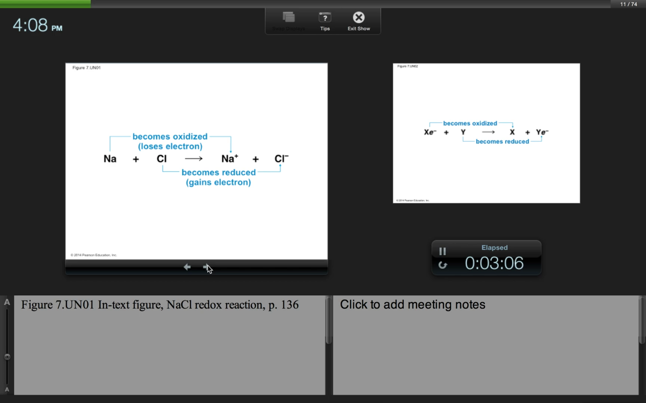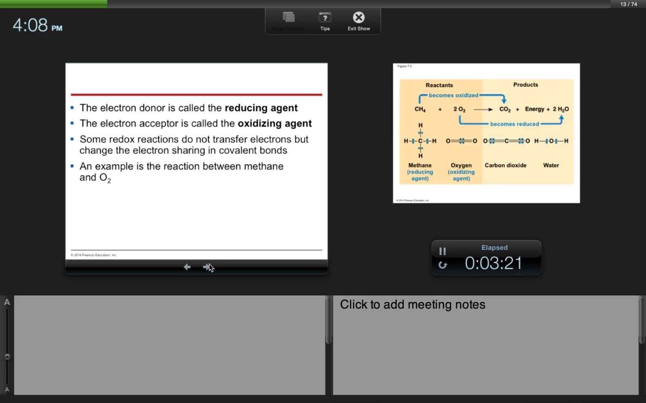Okay, so this is just an example of a redox reaction. Sodium is losing an electron, therefore it's becoming oxidized, and chlorine is gaining an electron, therefore it's becoming reduced because it's gaining a negative charge. The electron donor is called the reducing agent, and the electron acceptor is called the oxidizing agent. Some redox reactions do not transfer electrons, but change the electron sharing in covalent bonds.